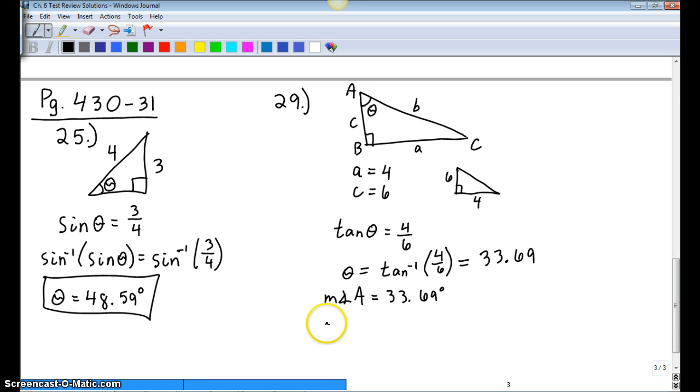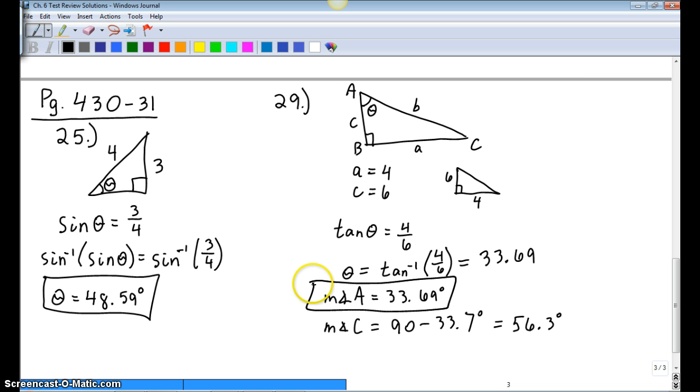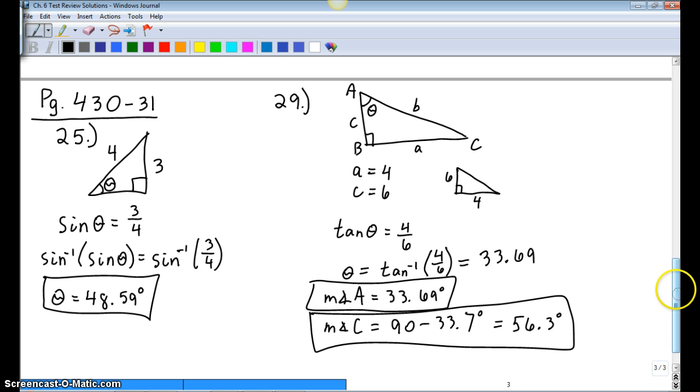So to find measure of angle C, we know that all three angles add to 180. We have one 90 degree angle, so that's just 90 minus 33 point, I'm going to round that up to 7. Measure of angle C is then 56.3 degrees. So here's our angle A, and here's our angle C. And that is section 6.2.